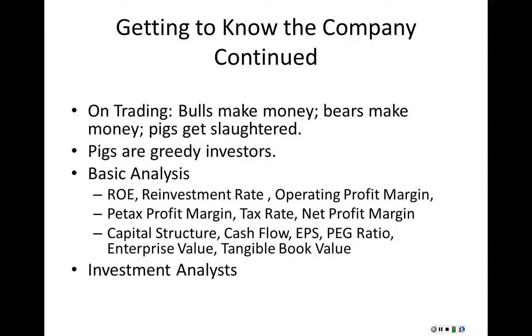Now on this slide, there's a lot of basic analysis that you have to do: ROE, return on equity, reinvestment rate, operating profit margin, pre-tax margins, capital structure, enterprise value, and earnings per share. And then there's a PEG ratio that's good. In the next video, I've got a spreadsheet with the company our book has. It's called the XYZ Company, and there's an income statement, a balance sheet, and a cash flow statement. From those three statements, we're going to determine the ROE, the reinvestment rate, the operating margin, and all those good things. I would like you to go to Chapter 3, understand those ratios, and be able to apply them.